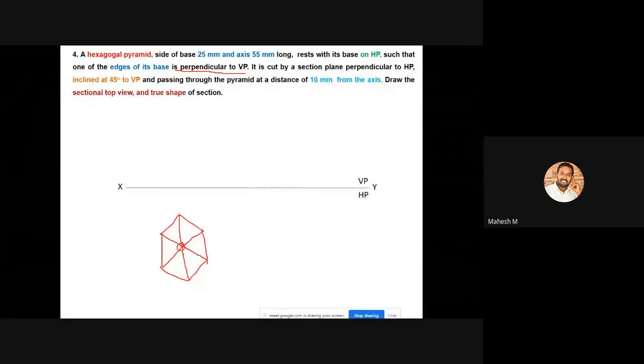Okay, then it is cut by a section plane. So you have the word called section plane. So this problem belongs to 3rd unit. Perpendicular to HP. So it is perpendicular to HP and inclined at 45 degree to VP.